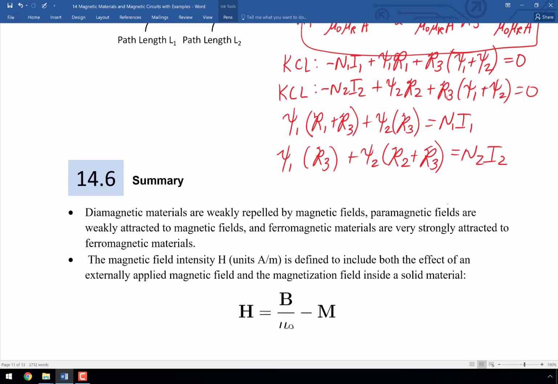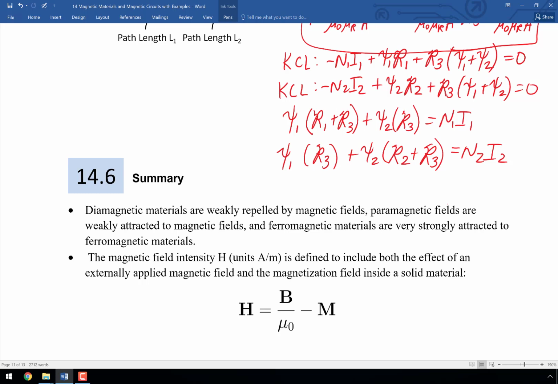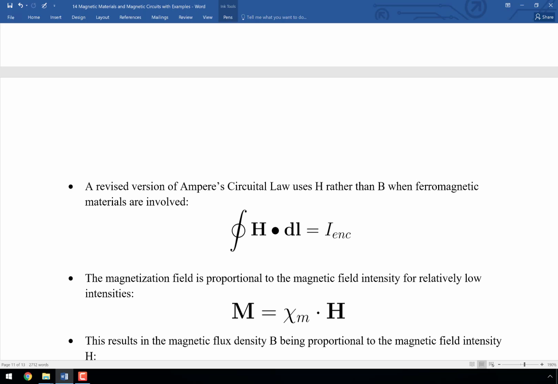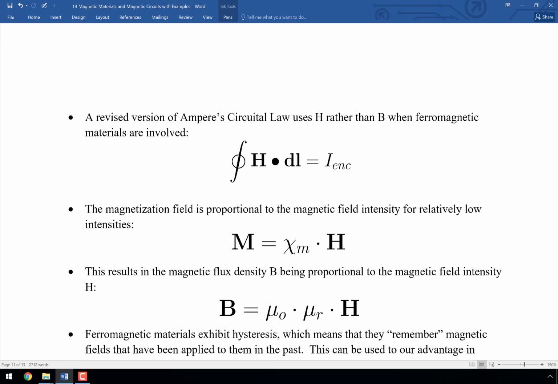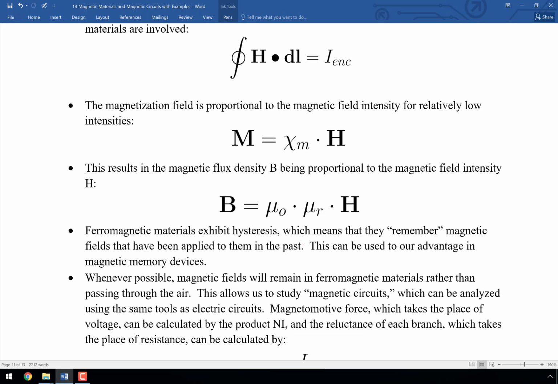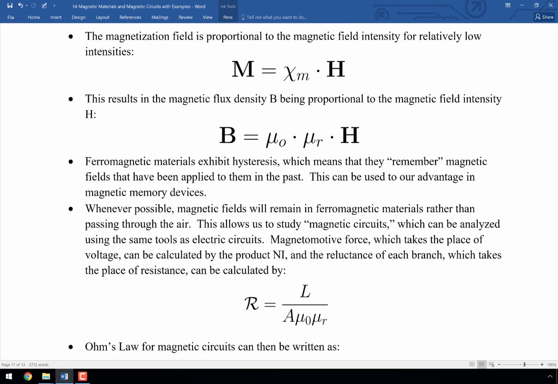So summary for today, we have diamagnetic materials, which are weakly repelled by magnetic fields. Paramagnetic materials are weakly attracted to magnetic fields, and ferromagnetic materials are very strongly attracted to magnetic fields. The magnetic field intensity is defined as a combination of B, the magnetic flux density, and the magnetization. We have a new version of Ampere's circuital law, not quite complete yet, but getting closer. We find that for relatively low intensities, magnetization is proportional to the magnetic field intensity, and that leads us to the fact that the magnetic flux density is proportional to the magnetic field intensity. We also see that ferromagnetic materials exhibit hysteresis, meaning that they have a memory effect.